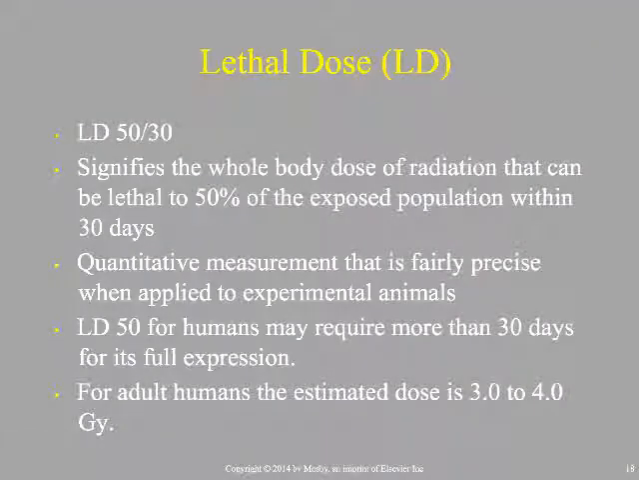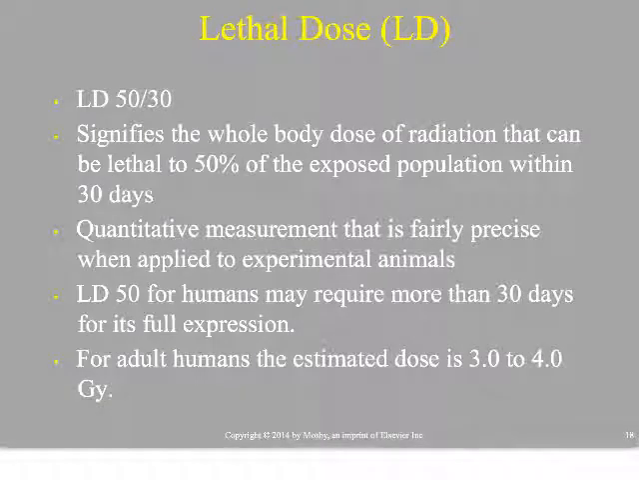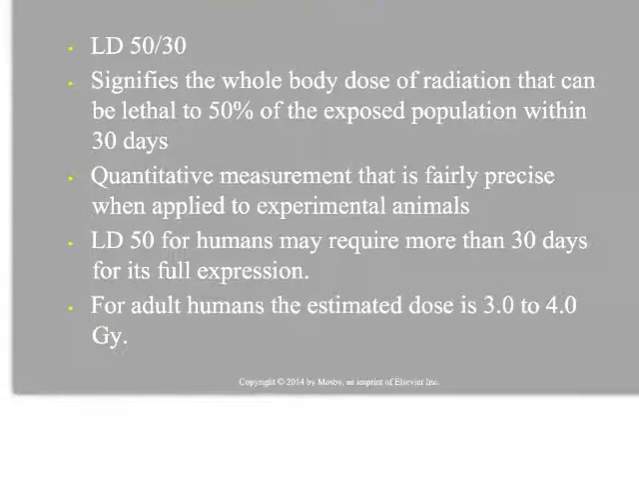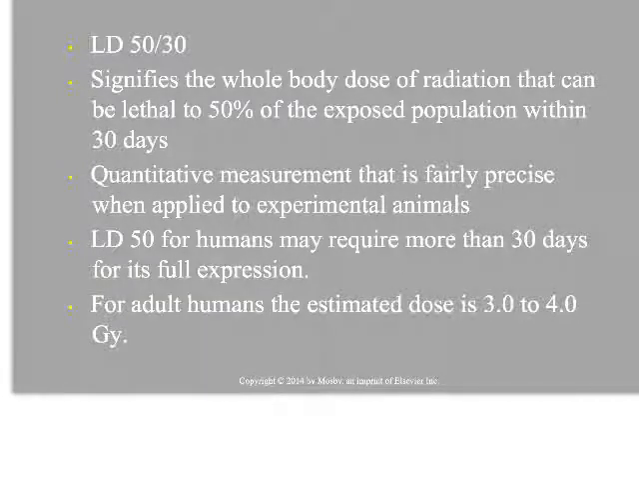So let's talk about these LD qualifications that we have. The LD50-30 signifies the whole body dose of radiation that can be lethal to 50% of the exposed population within 30 days. It's a quantitative measure that's fairly precise when applied to experimental animals. So again, when we use the mice populations, we can get into a ballpark range of what this would be for human beings as well.